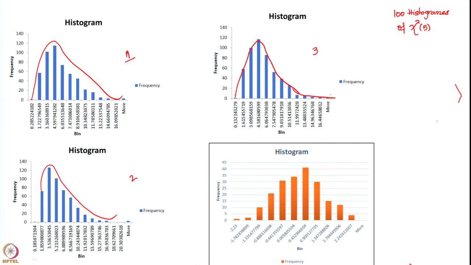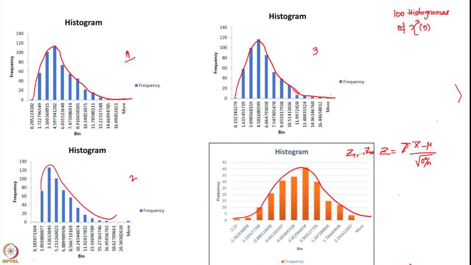But when you take the z variable, which is summation x bar minus mu over square root sigma square n, then this is the plot of z1 to z100, and this distribution looks very much like a normal distribution. You see how the skewness has slowly, here also I have not drawn it well, let me do that. Okay, so if you draw it a bit carefully, so this skewed distribution, as well as this skewed distribution, are turning into a normal distribution which is not skewed.